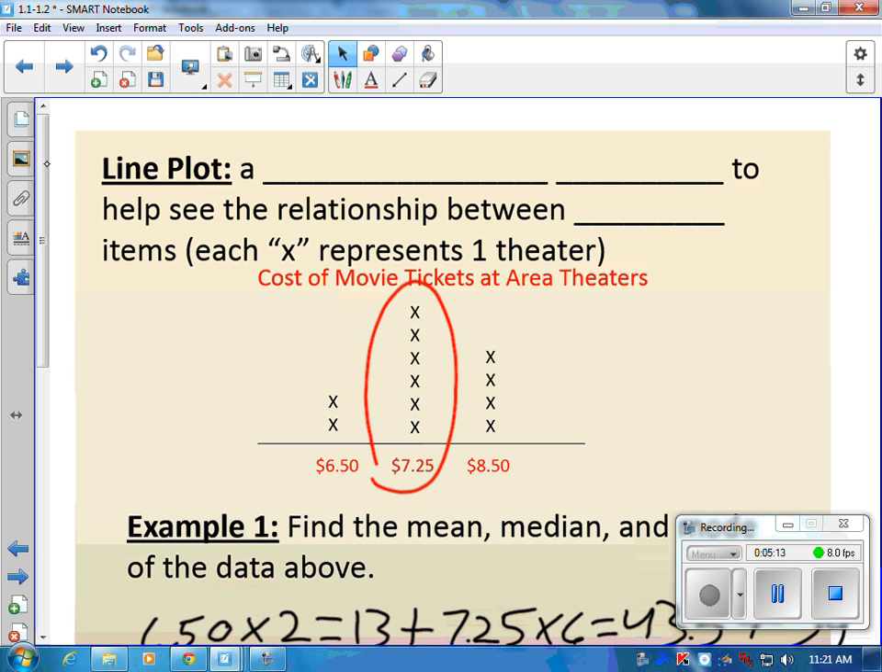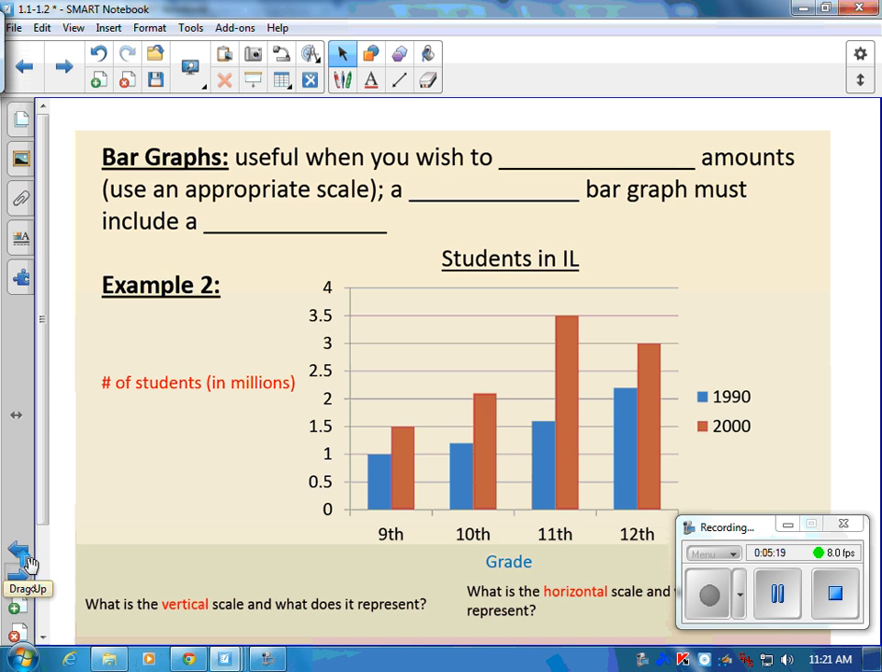Any questions? Questions about this problem? Mean, median, modes, line plots. All right, let's move on to a bar graph. What is a bar graph? Graham.